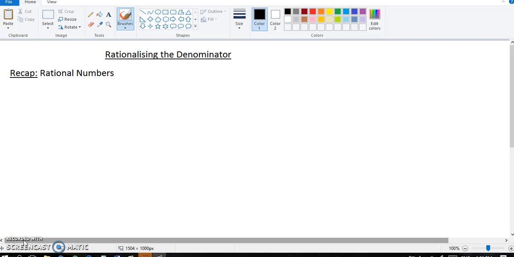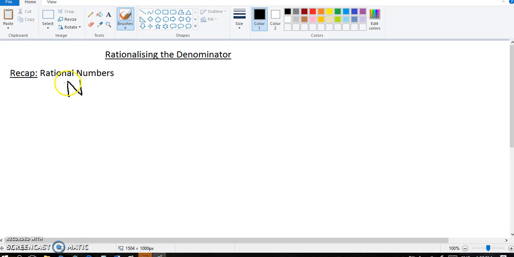Okay, so on our topic in roots, we're going to look at a subtopic of rationalizing the denominator. And this might sound quite complex, but actually it just uses things that we've seen already. So to get you into the topic, I just wanted to do a quick recap on rational numbers, which we looked at last year. What are rational numbers and how do we define them?